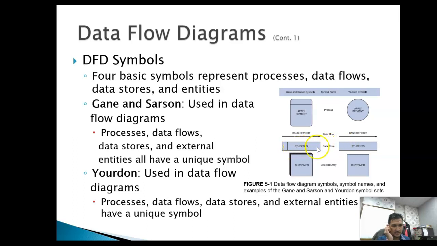For storage, Gane and Sarson use this, whereas Yourdon use parallel lines. For the external entity, Gane and Sarson use a square with a thick corner here, while the Yourdon symbol is just a bare square. So this is process, data flow, data storage, and the external entity. Basically only four symbols we're going to use for this data flow diagram.